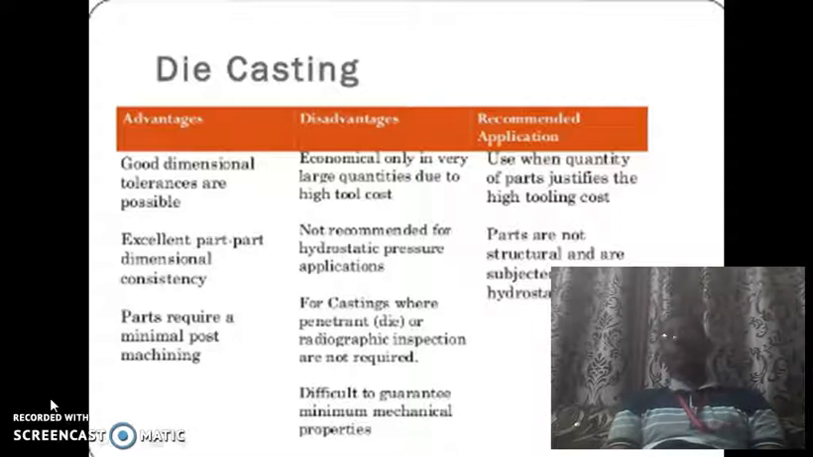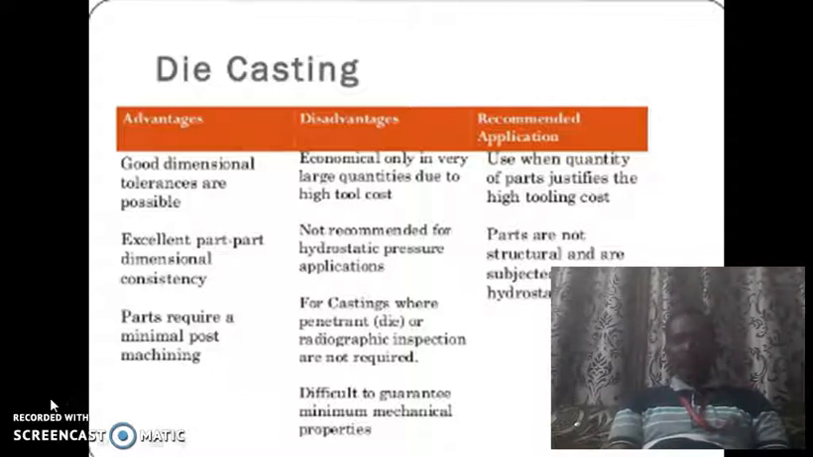The die is normally made with cast iron material. Cast iron is of course a brittle material. So when you apply some hydraulic pressure, there is a possibility that the die may get fractured. The third point is that it is for castings wherever penetrant or radiographic inspection is not required. Whichever components are manufactured with die casting, we cannot apply non-destructive testing for identifying the defects. That is not possible.